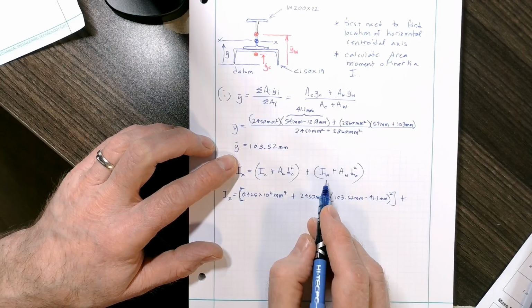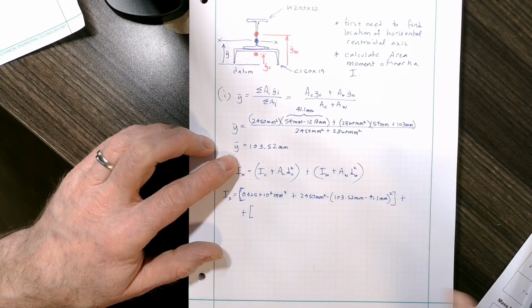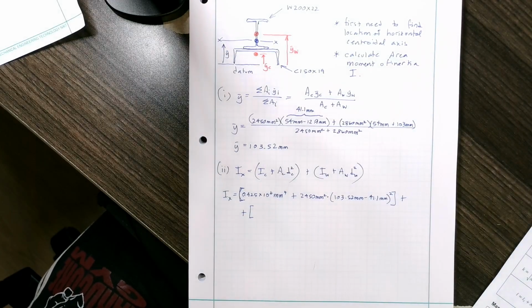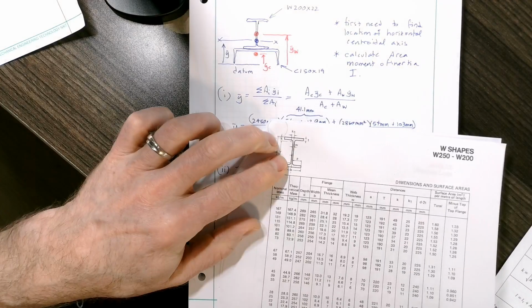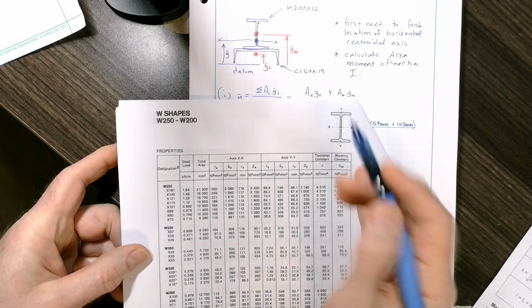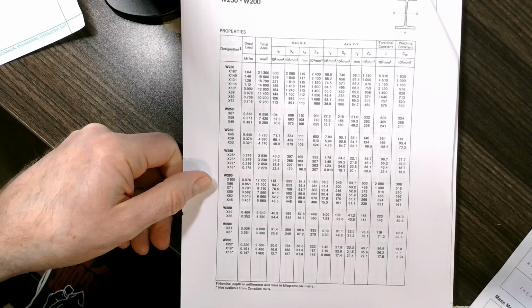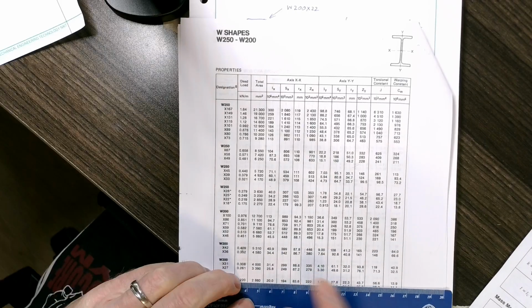Now the wide flange. Open bracket. Plus sign. I wide flange. Well, the moment of inertia of the wide flange. Now the wide flange is positioned the good way, if you will. It's stood up, like that, right? So I need the IX value for a W 200 by 22. So you look it up. W 200 by 22. IX.